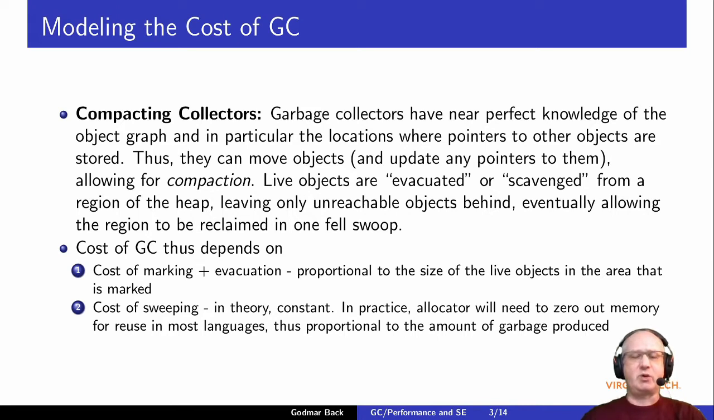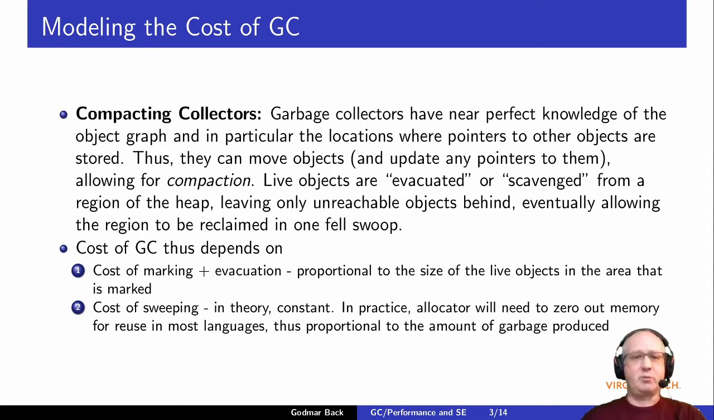And the second cost would be the cost of sweeping. Now, if sweeping were implemented naively by calling free on each object, then this cost would be proportional to the amount of garbage your application generates. But in the presence of compacting and evacuation, in theory at least, this cost would be constant. It would not depend on how much garbage your program generates, because those areas that have only unreachable objects left in them can be reclaimed more efficiently.